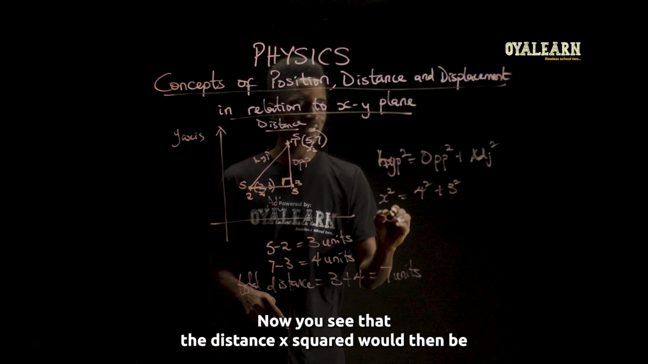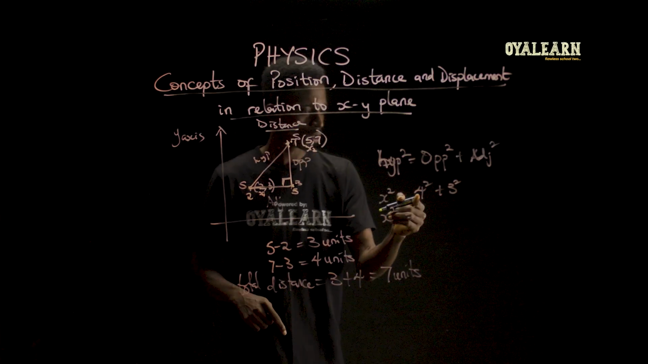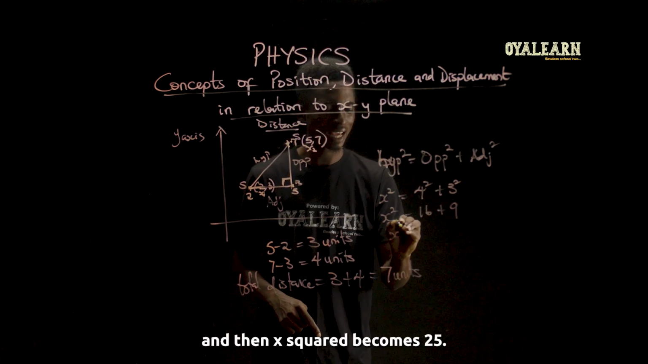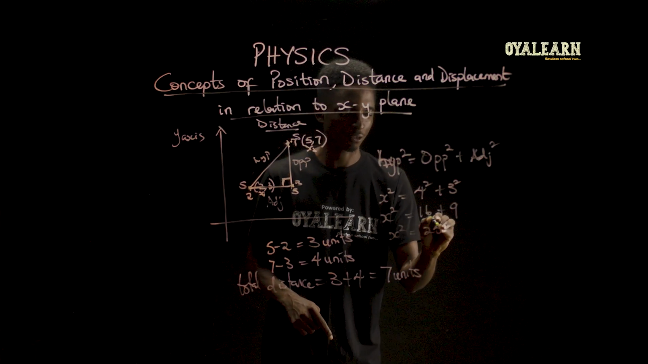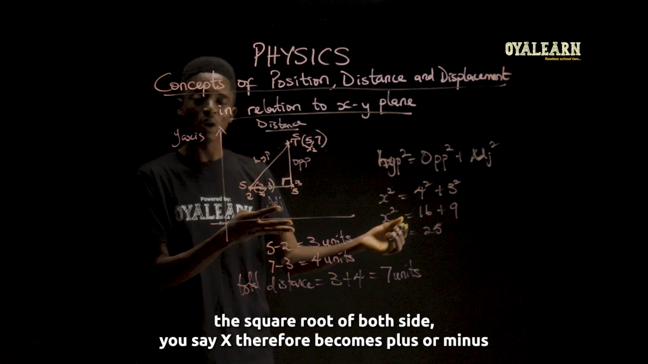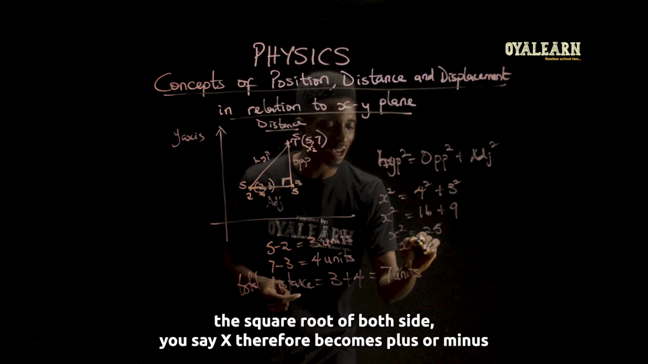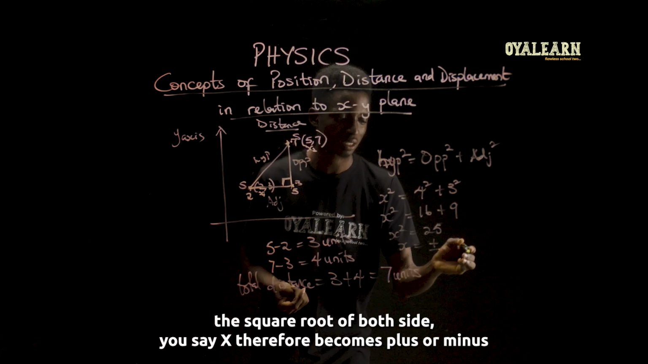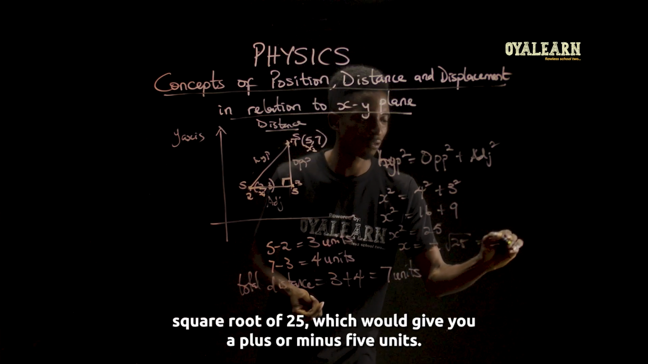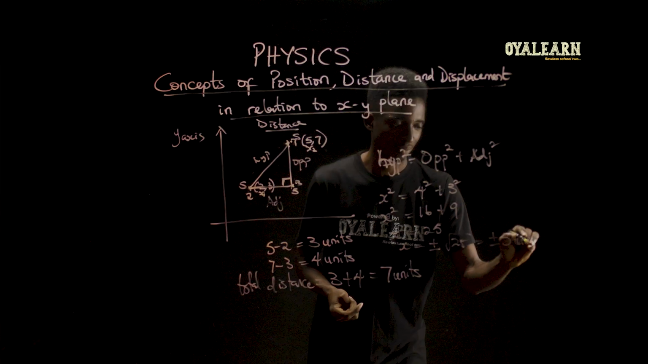Now you see that x squared would be 16 plus 9, and then x squared becomes 25. When you're solving something like this and you find the square root of both sides, x therefore becomes plus or minus the square root of 25, which will give you plus or minus 5 units.